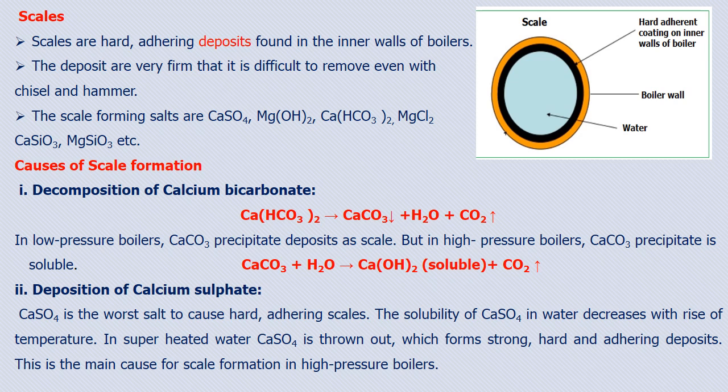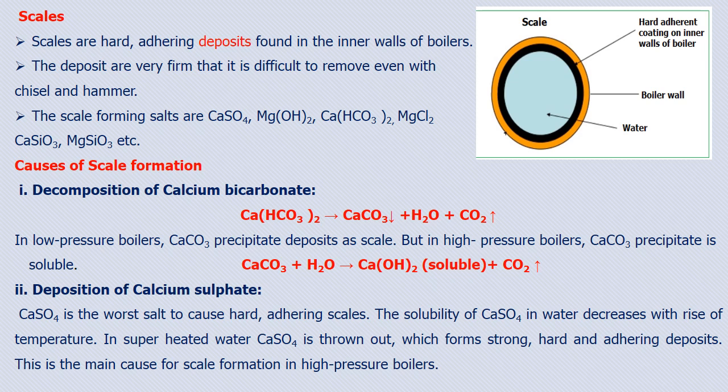First one is decomposition of calcium bicarbonate. This calcium bicarbonate in a low pressure boiler, when we start boiling it, starts converting itself into calcium carbonate, which is a precipitate and which deposits on the walls of the boiler. These are not loose slimy precipitates which will float, but precipitates which will go and deposit on the walls of the boiler. Calcium carbonate deposits, expelling carbon dioxide.